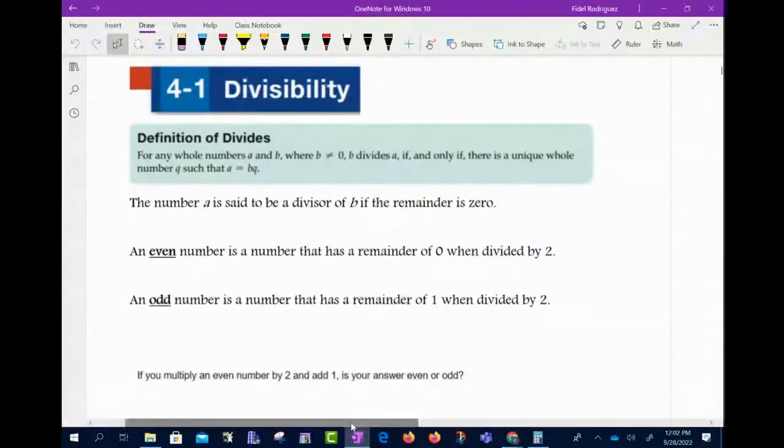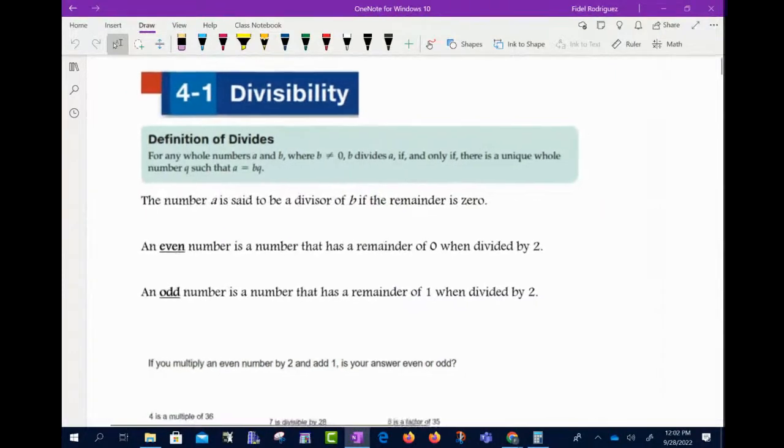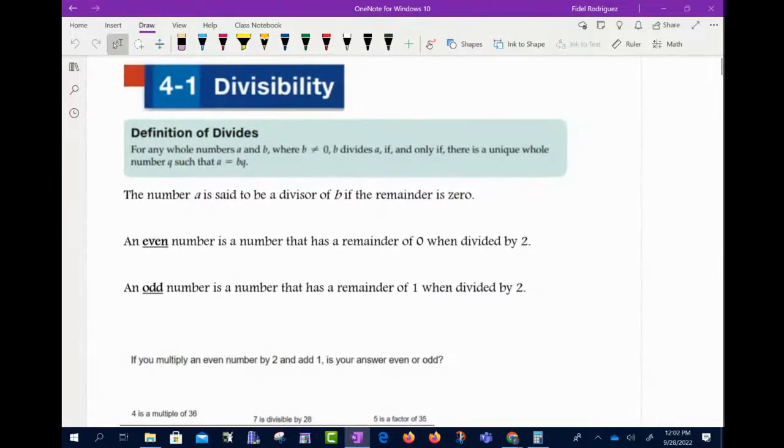And here's my notes for chapter 4. So today, like I said, y'all, we're going to do 4.1. And 4.1 talks about divisibility. So in this section, y'all, we're going to talk about some divisibility tests.